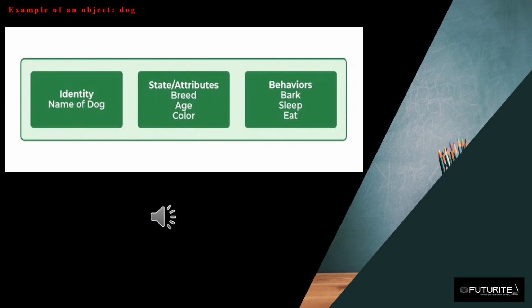Now the state, or you can say the attributes: what type of dog it is, what is the age of the dog, what is the color of the dog, what is the breed of the dog. That is the state, its age, its color, its breed, or attributes. And the behavior of the dog is what the dog does: it barks, it sleeps, it eats, it walks, etc. That comes under behaviors.